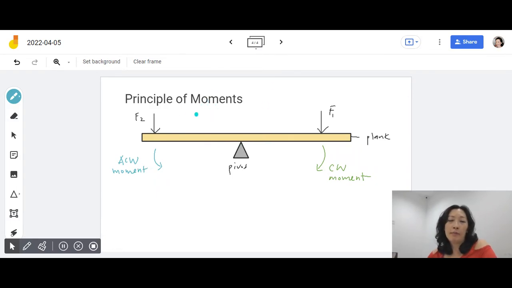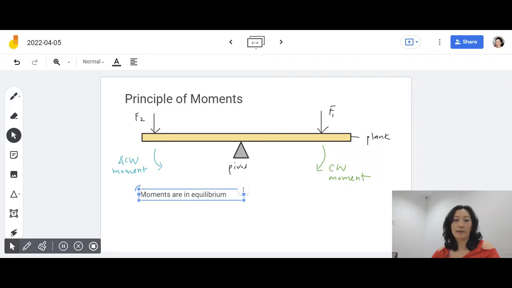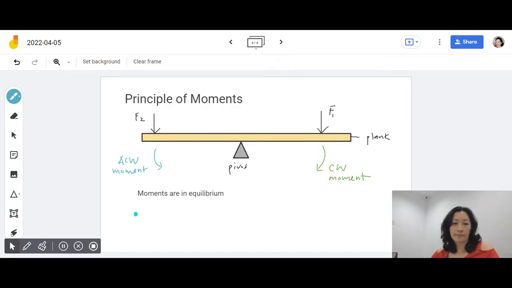Now, the principle of moments means this. The principle of moments is where we find that the moments are in equilibrium. Equilibrium means the same thing as balance. So the moments are in equilibrium, that means that the anti-clockwise moment will be equal to the clockwise moment.